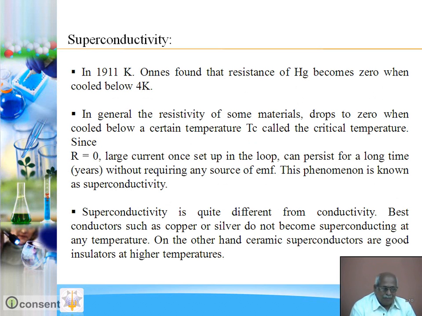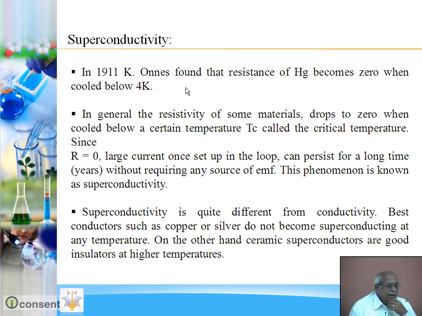सुपर कंडक्टिव्हिटी. रिसेंट टॉपिक, इंटरेस्टिंग टॉपिक. In 1911, famous scientist Kamerlingh Onnes, a Nobel laureate, was awarded the Nobel Prize. Kamerlingh Onnes found that resistance of mercury becomes zero when it is cooled below 4 degree Kelvin.